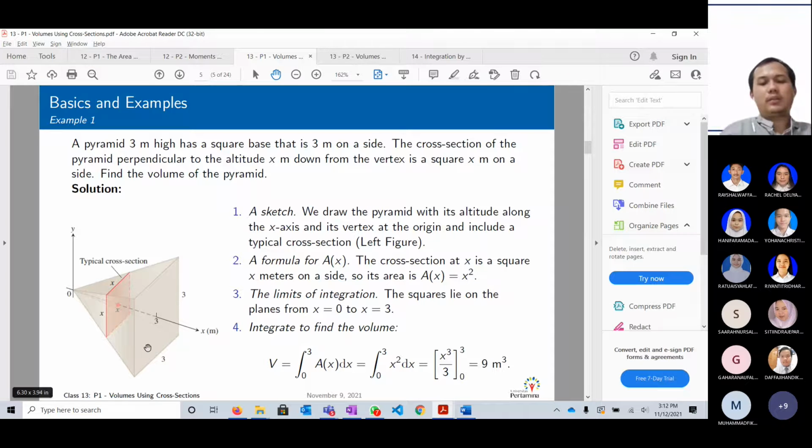Digambar dulu piramidnya, kemudian cari kalau kita potong di sumbu y, ya. Jadi kita potong di x berapapun yang sejajar dengan alasnya ini. Jadi kita potong pakai vertikal gitu ya. Setelah kita potong, ternyata kita dapat bahwa luasnya adalah ini, luas dari persegi dengan sisinya x. Baru kita masuk rumus volumenya.